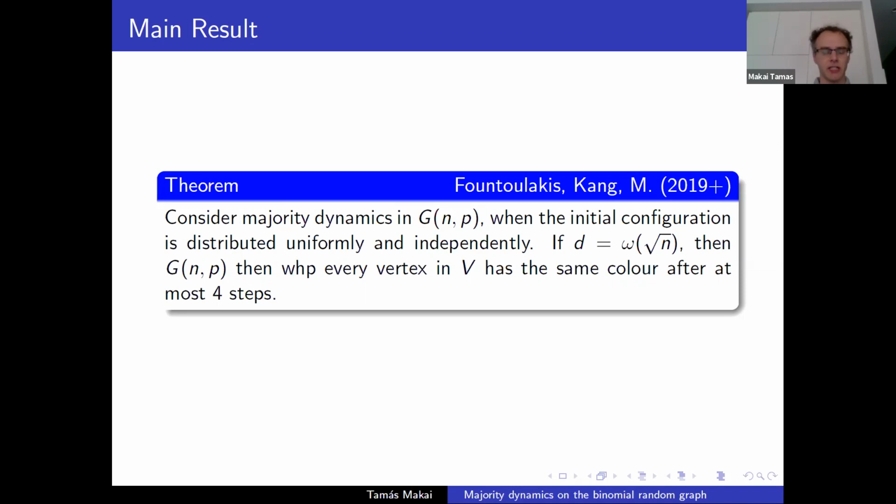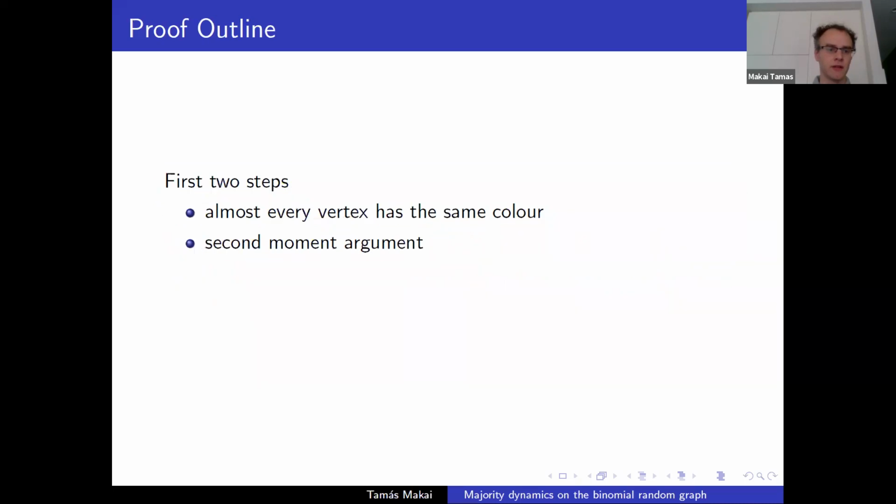So let's go back to the conjecture of Benjamini, Chan, O'Donnell, Tamás, and Tan. Essentially, we show that this conjecture holds in the binomial random graph when the average degree tends to infinity significantly faster than root n. And in particular, in this case, we will have that every vertex is the same color, so not just almost every vertex, and it is reached within 4 steps.